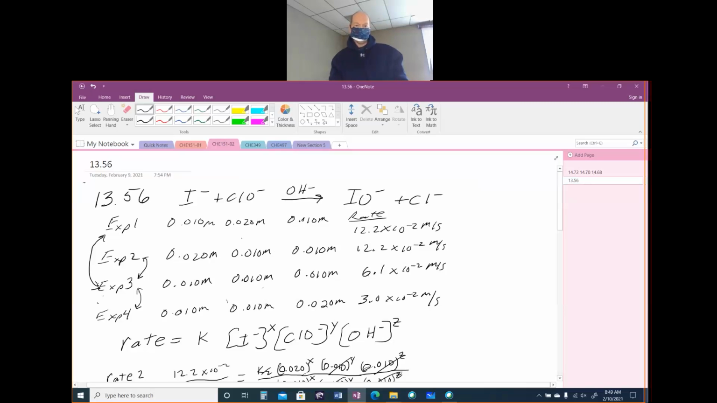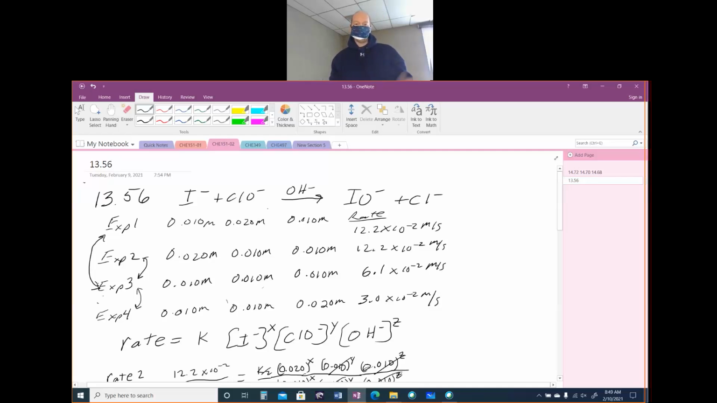In this experiment, they were taking the concentrations of the reactants plus the concentration of your catalyst. The generic rate equation is rate is equal to K, I to some power X, or any variable you pick, Cl minus to Y, OH minus to Z. I always pick X, Y, and Z. In order to get the orders, when you have three unknowns in your rate law, X, Y, and Z, you have to do 4 experiments.